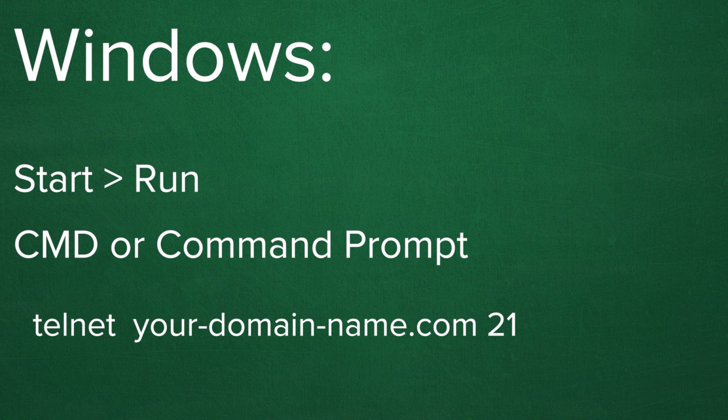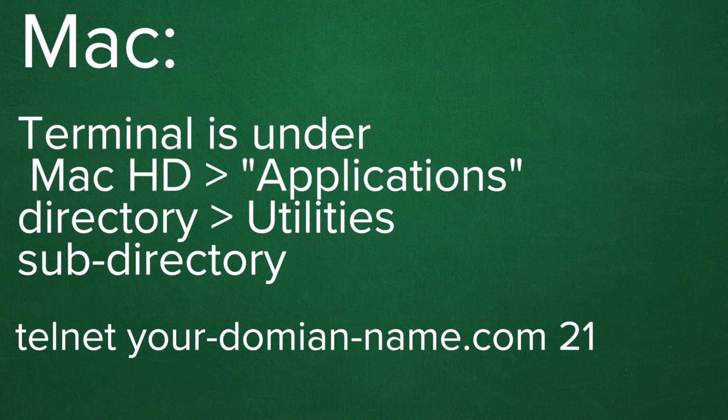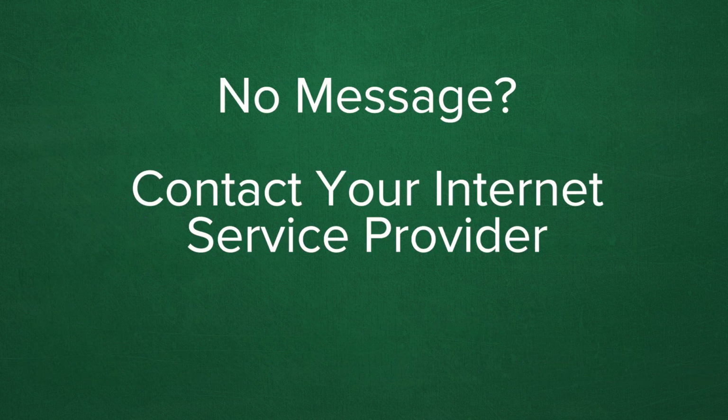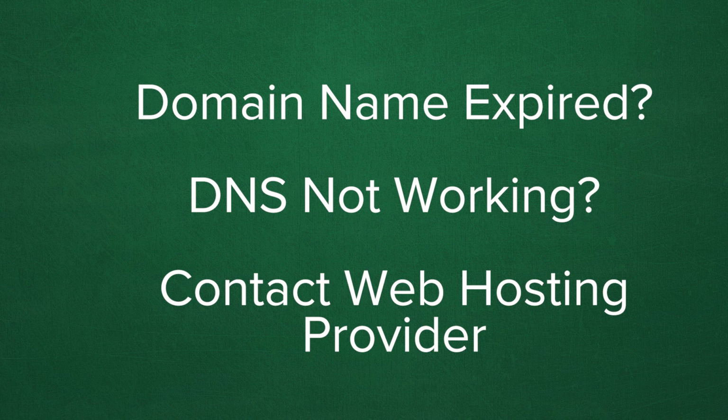On a Mac, simply use your terminal emulator and go to your utilities subdirectory. Simply add in the same thing, telnet mywebsite.com port 21. If you get results back to let you know if it was open or closed, you will know. If you do not see a message, you should contact your local ISP to see if they can unblock this port for you. You also may find that your domain name has expired or is not working correctly.